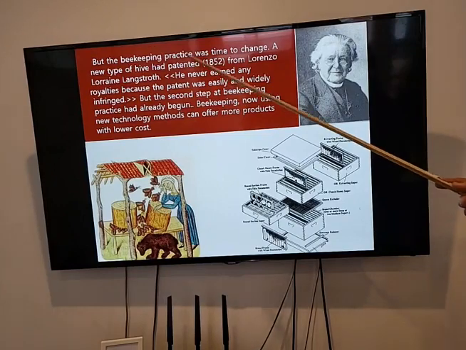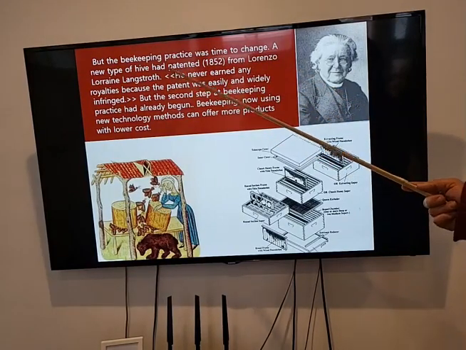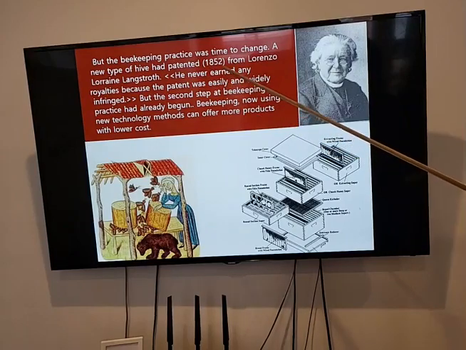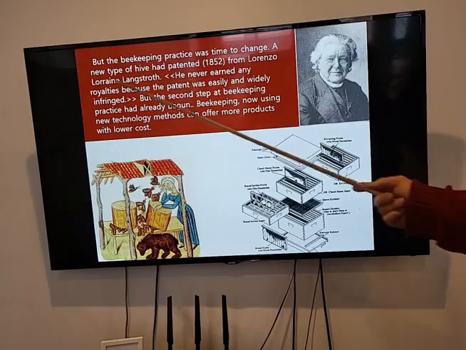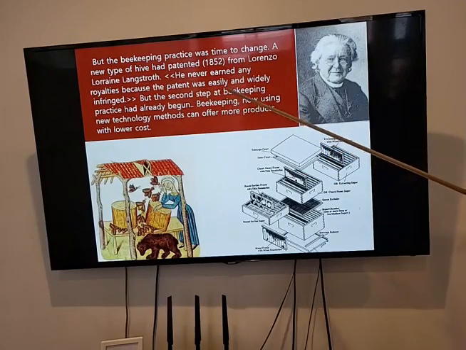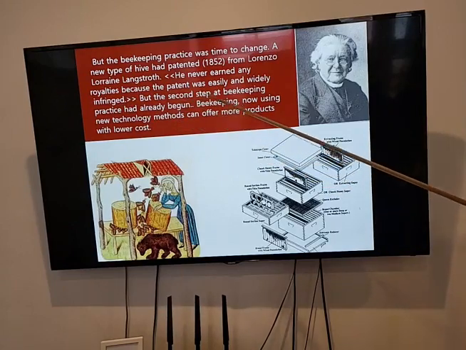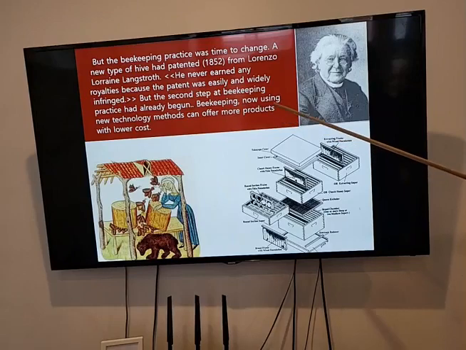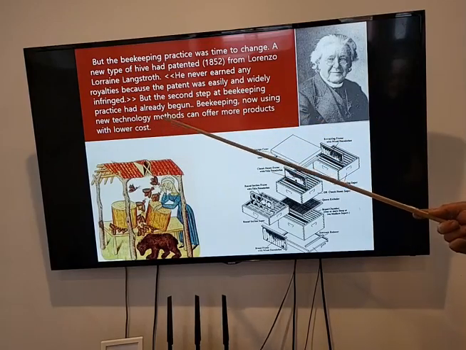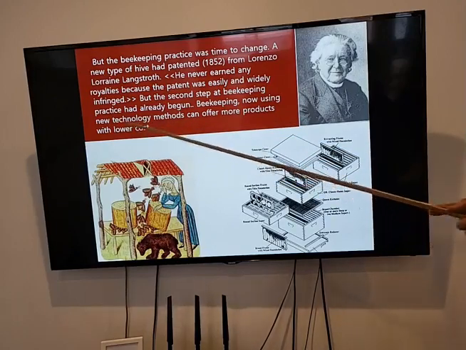But it was time for beekeeping practice to change. A new type of hive was patented in 1852 by Lorenzo Langstroth. He never earned any royalties because the patent was easily and widely infringed. But the second step of beekeeping practice had already begun. Beekeeping now, using new technology and methods, can offer more products at lower cost.